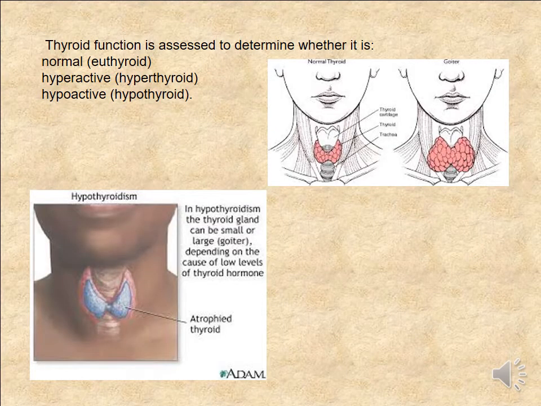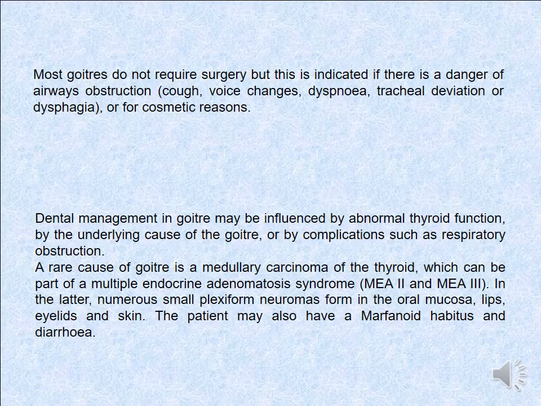Thyroid function is assessed to determine whether it is normal, or hyperactivity, hyperthyroid, or hypoactivity, like hypothyroid. In hypothyroidism, the thyroid gland can be small or a large goiter, depending on the causes of low level of thyroid hormone. Most goiters do not require surgery, but it is indicated if there is a danger of airway obstruction, which may present as cough, voice change, dyspnea, tracheal deviation, or dysphagia, or for cosmetic reasons.